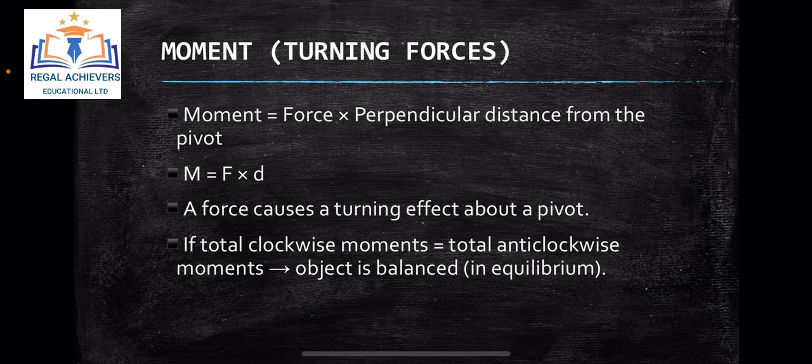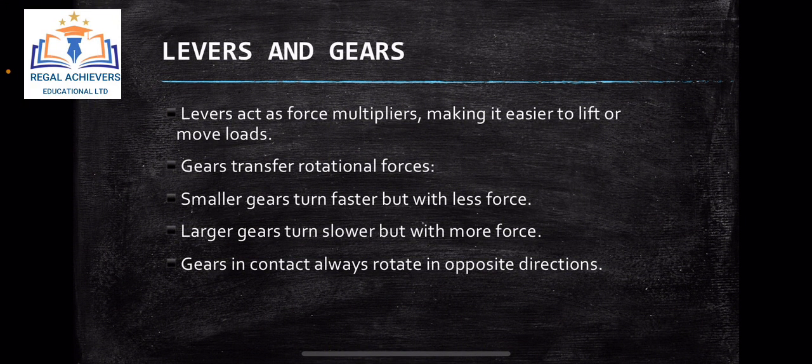Moment. Moment equals force times the perpendicular distance from the pivot. So we have moment equals force times distance. So a force causes a turning effect about a pivot. So if the total clockwise moment equals the total anticlockwise moment, then we have objects being balanced at equilibrium. Levers and gears. Levers act as force multipliers, and this makes it easier to lift or move loads.